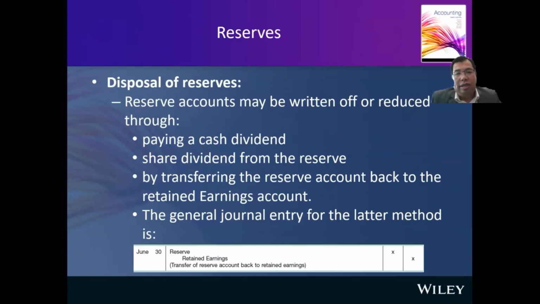For disposal, a reserve account may be written off or reduced, for example, by paying a dividend, by share dividend from reserve, or by transferring from one reserve account to retained earnings. Normally, if you do that, you're going to debit the reserve account and transfer the money to retained earnings. So your retained earnings increase, your reserve will reduce. That is how we dispose of or reduce our reserve balance.